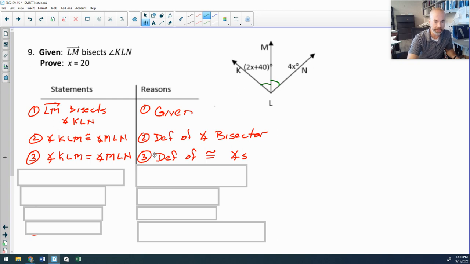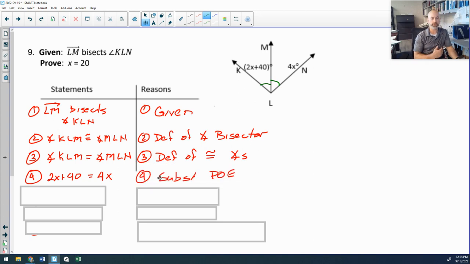Now that I have equality, I feel more comfortable using substitution. So I can see in the given diagram that KLM is 2x plus 40. MLN is 4x, which is floating way up here, but that's the angle MLN. So I'm going to replace those, and replacing those symbolic angle names with what their measure is in terms of x is the act of substitution. So that is your substitution property of equality.